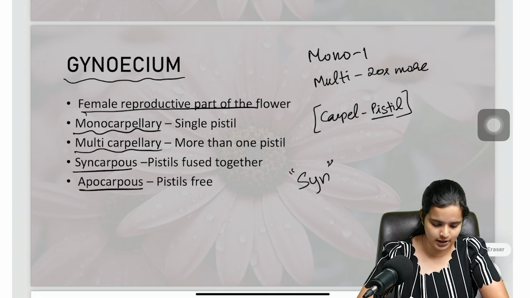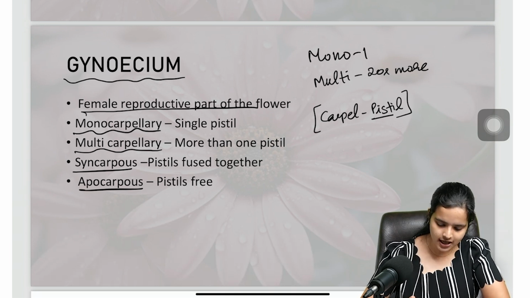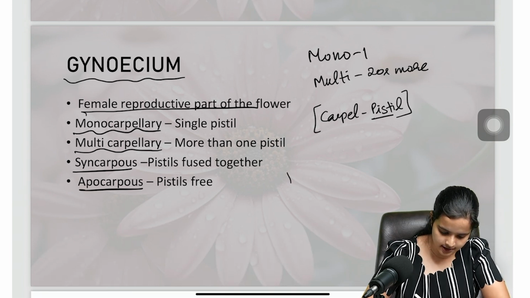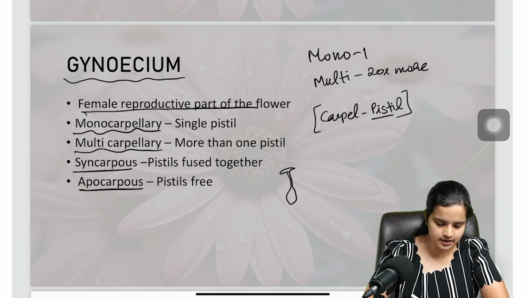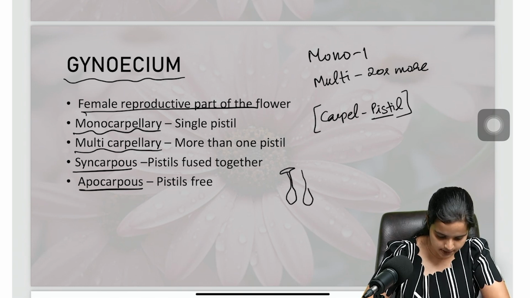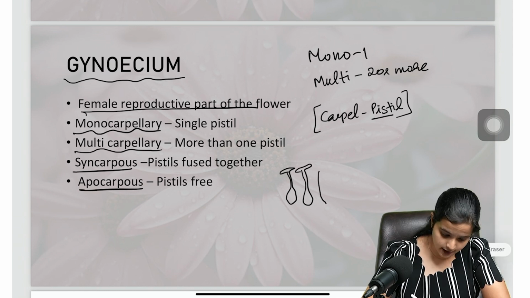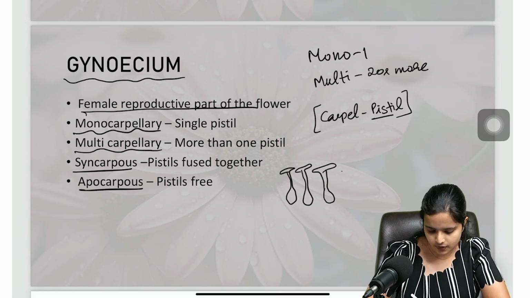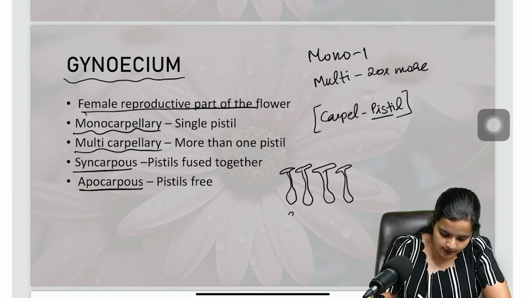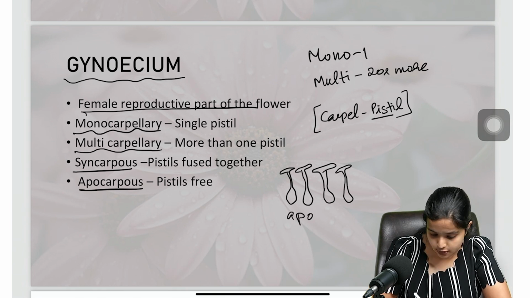Okay, I'll draw it for you to make it more clear. Imagine this is a plant and you have 4 carpels over here, and all these carpels are free from each other. I mean, these carpels are not attached to each other. And if they are free, you call them apocarpous. They are not fused, so they are known as apocarpous.